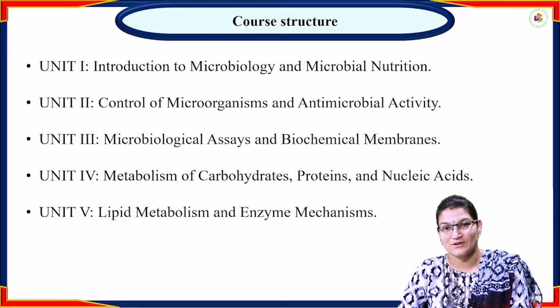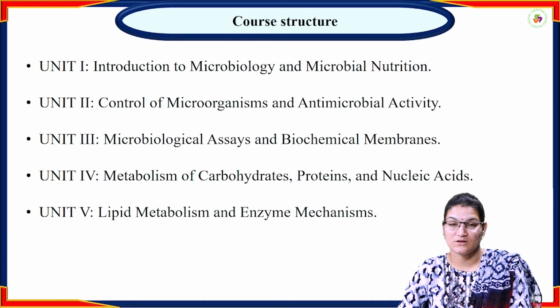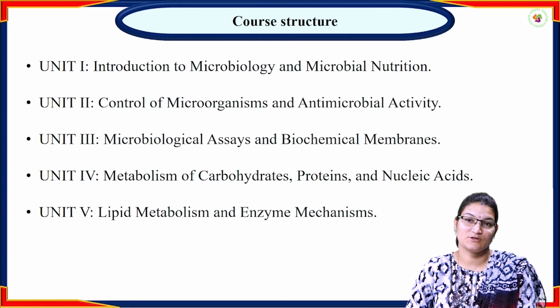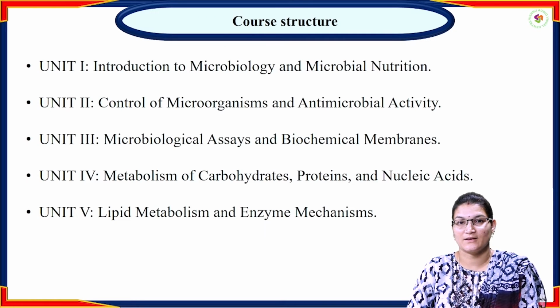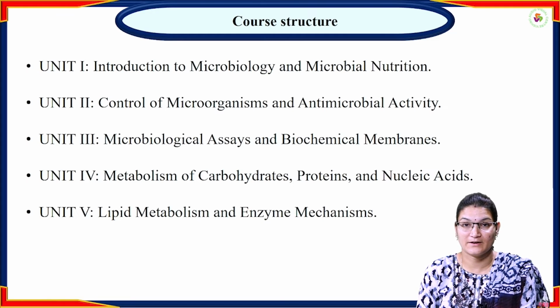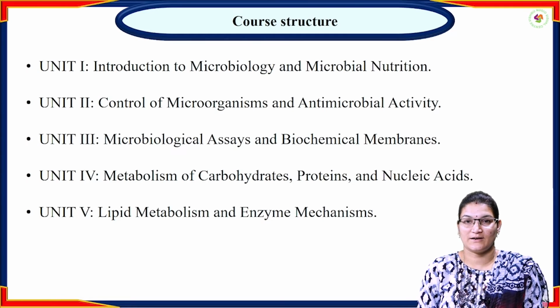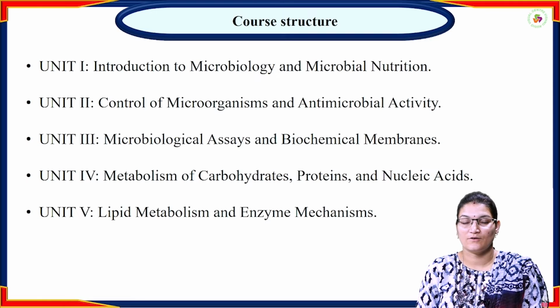So coming to the course structure of PMB, that is Principles of Microbiology and Biochemistry. This course has 5 units, and the first unit explains what a microorganism is and how to cultivate the microorganism, and what are the different processes used for the preparation of media, and how to prepare a general media or specific media. All this which is related to the microorganism growth and factors influencing its growth, all this we will study in the first chapter.